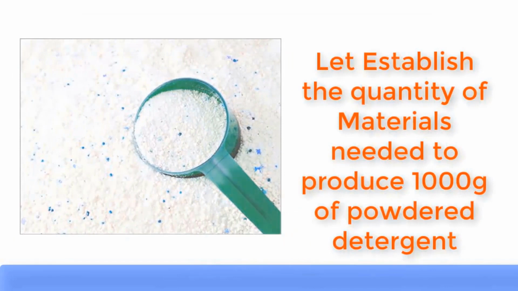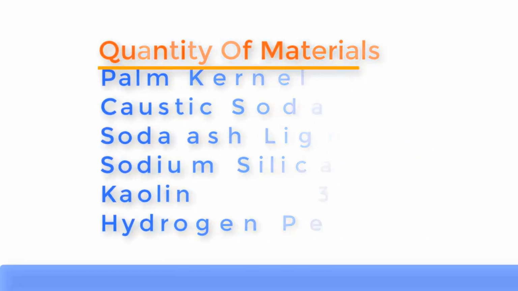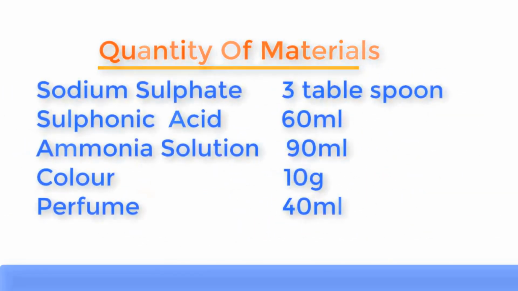Now let's establish the quantity of materials needed to produce about 1000 grams of powdered detergent. Palm kernel oil 1 liter, caustic soda 250 grams, soda ash light 75 grams, sodium silicate 40 ml, kaolin 3 tablespoons, hydrogen peroxide 60 ml, sodium sulfate 3 tablespoons, sulfonic acid 60 ml, ammonia solution 90 ml, color 10 grams, and perfume 40 ml.